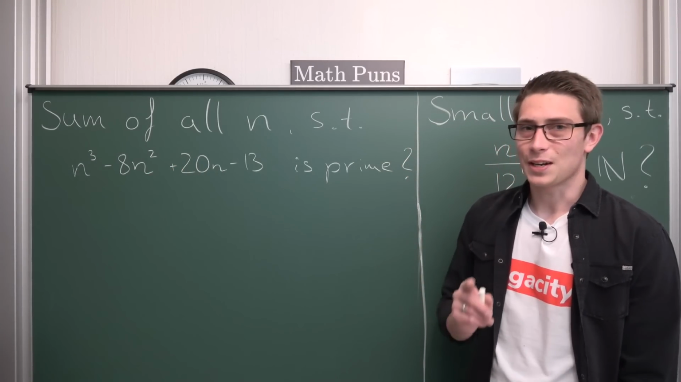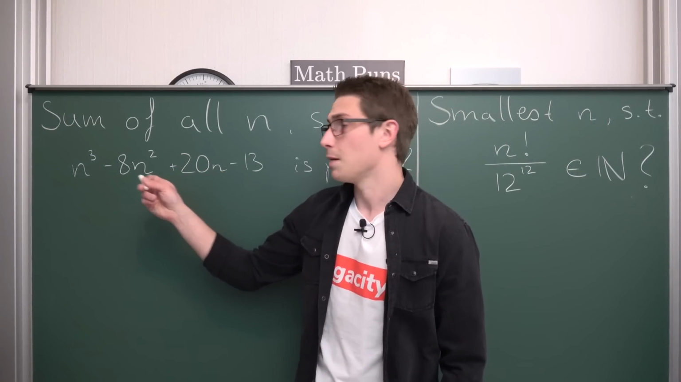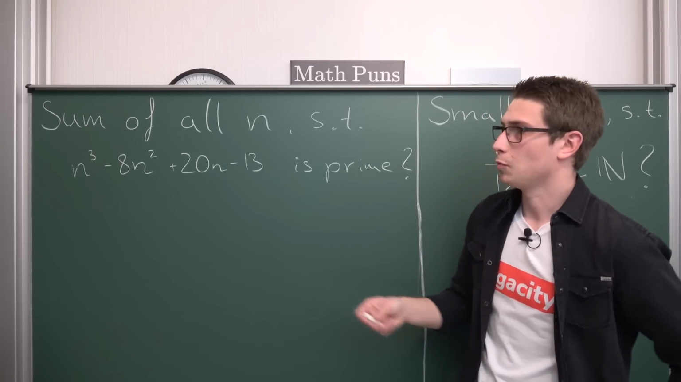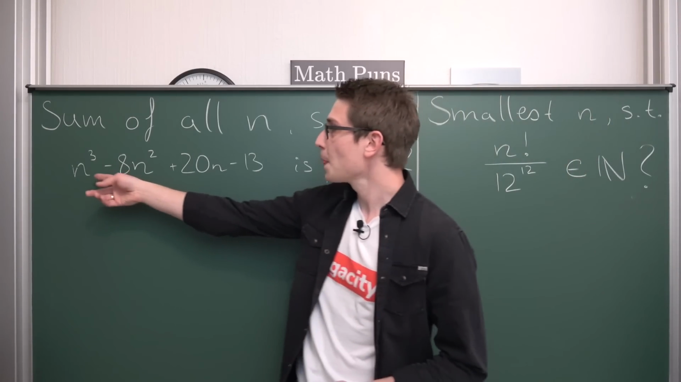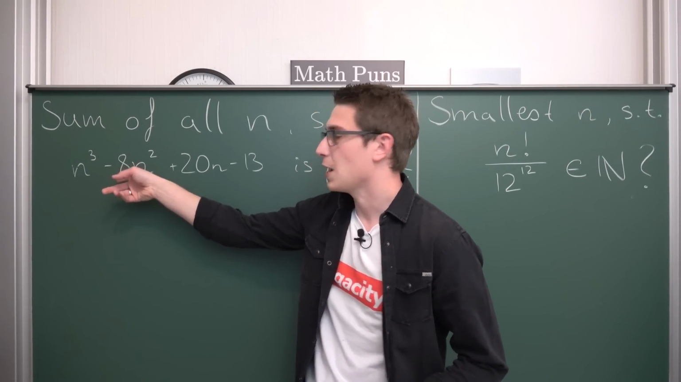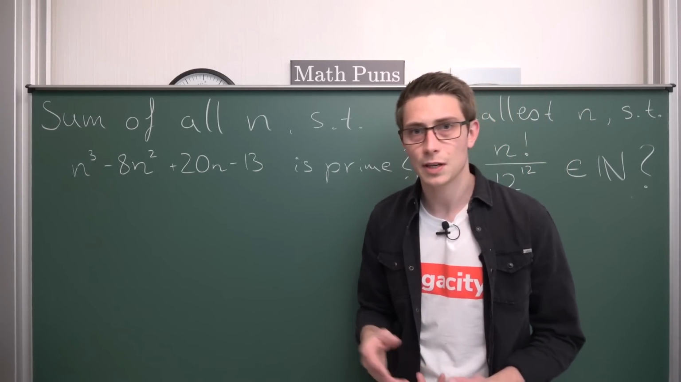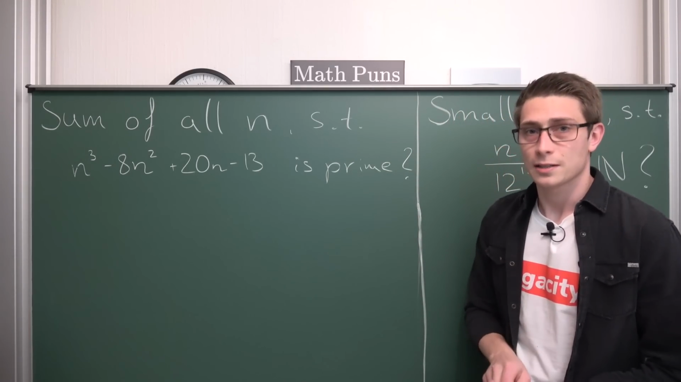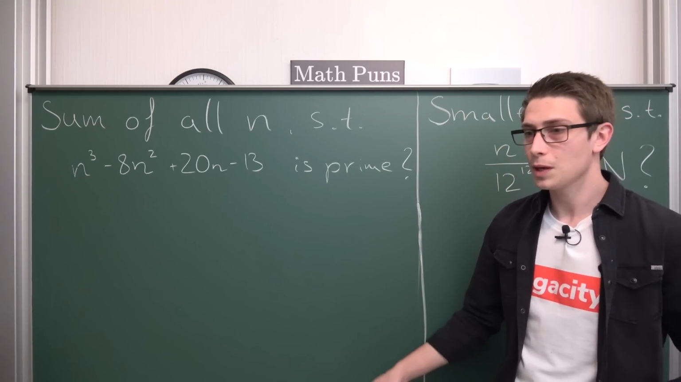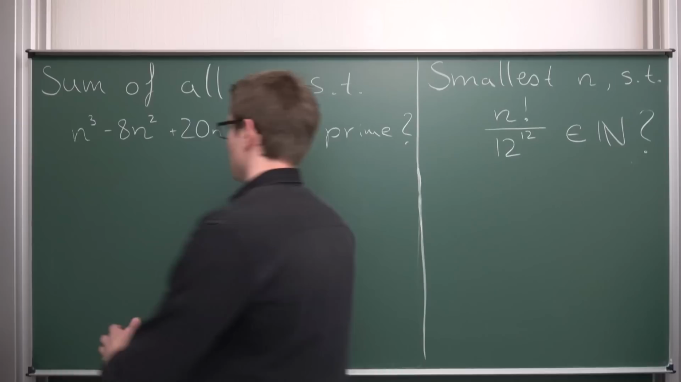Well, one thing you might notice is that the number 1 is a root of this polynomial right here. So if we were to plug in 1, we're going to get 1 minus 8 is going to give us negative 7, 20 minus 13 is 7, 7 minus 7 as additive inverse gives us 0. So this right here is actually a 0 of this polynomial, and now we can start doing polynomial division basically.